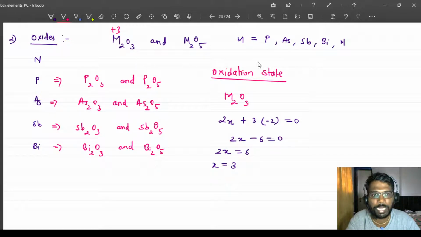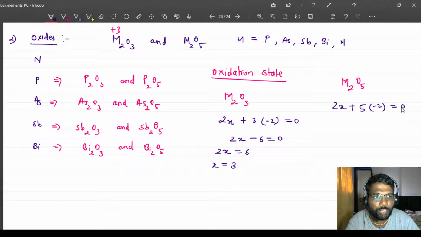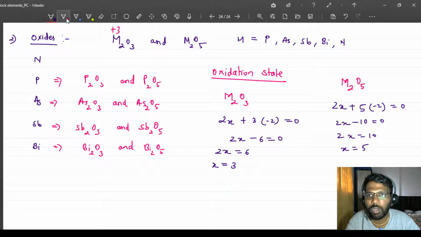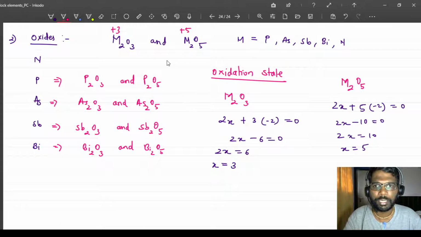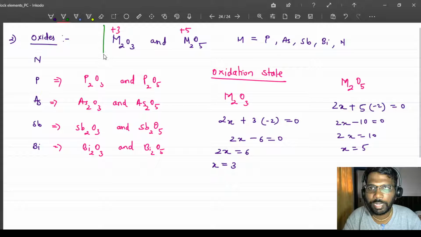Okay, in this case, let us calculate the second, M2O5. It is 2x plus 5 into -2, which is equal to 0. 2x minus 10 is equal to 0. Then 2x is equal to 10, and x is equal to 5. Means here oxidation state of the metal is +5. These are the things regarding the oxides, what type of oxide it is generally forming. You can just remember this: it is forming this type of oxide, M2O3 and M2O5.